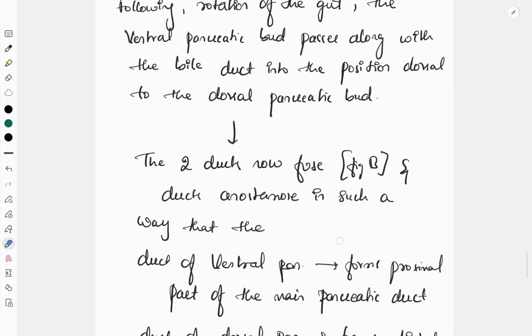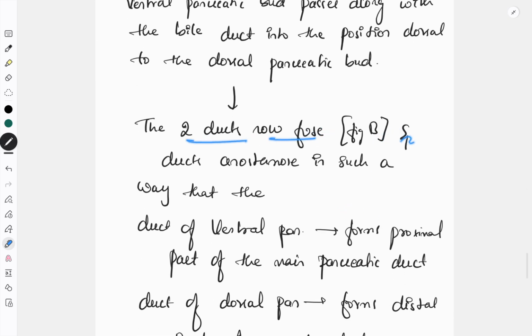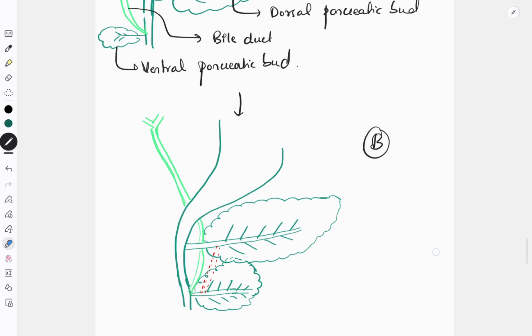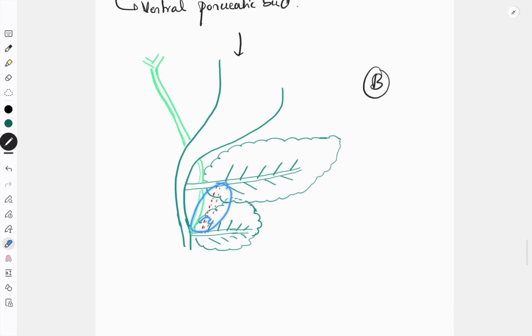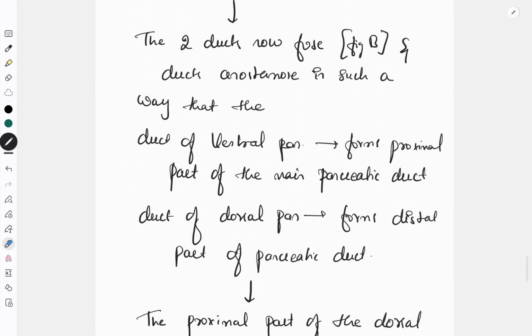Now next what happens is the two ducts now fuse, that is figure B. As I've shown with this red marking, these red dots, these two ducts will fuse with each other.